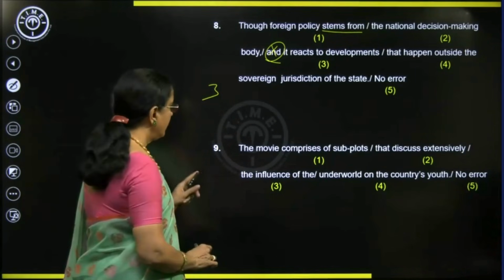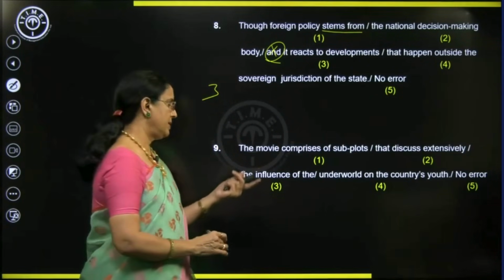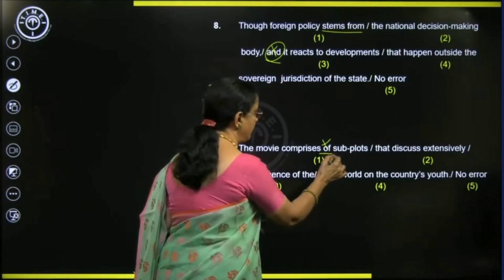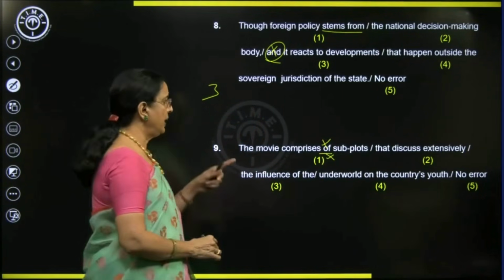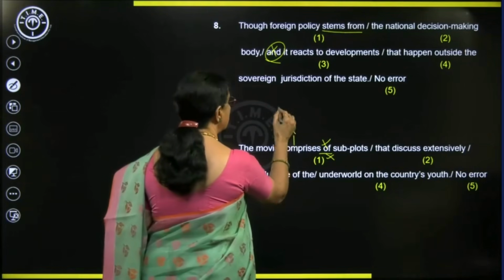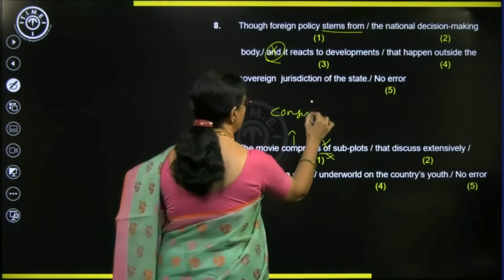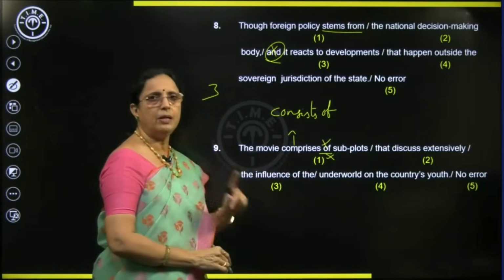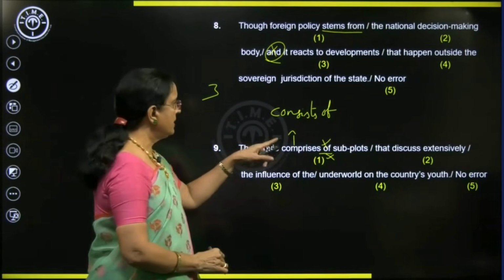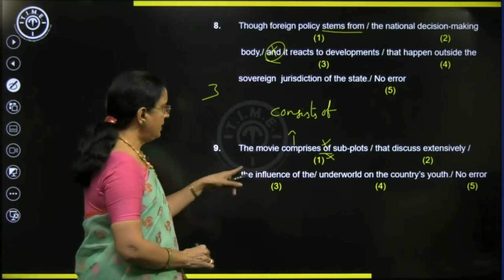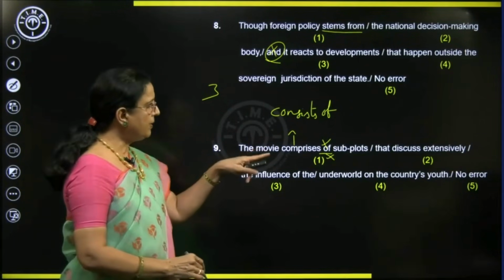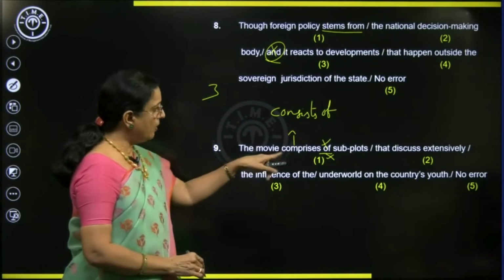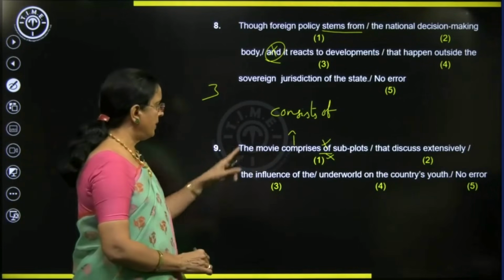Okay, next one. The movie comprises of, right, so that's what? Preposition correction. So this is also a common error. Comprises never takes the preposition of. That is redundancy. Why? Comprises itself means consists of. So, if you use another of, it becomes consists of of. So, comprises is never followed by of. Remember that. The movie comprises subplots that discuss extensively the influence of the underworld on the country's youth. Right? That discuss correct. Influence of the correct. Underworld on the country's youth correct. So, check everything. And all are correct except this one.